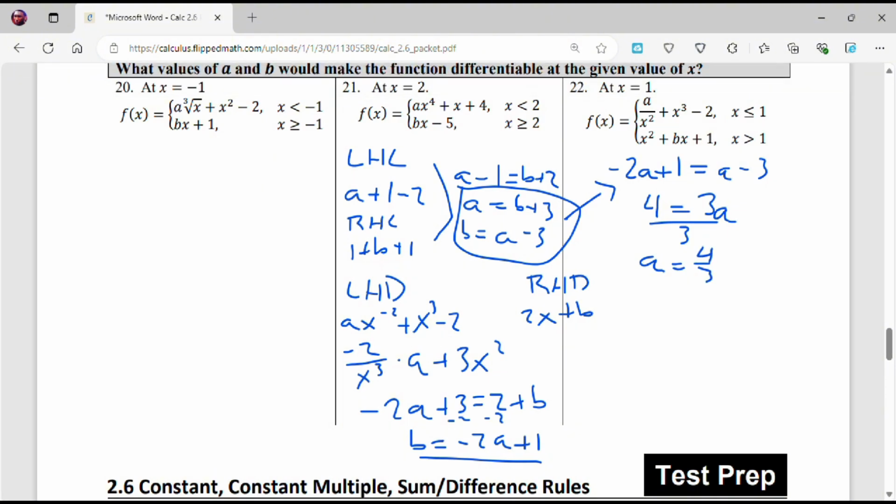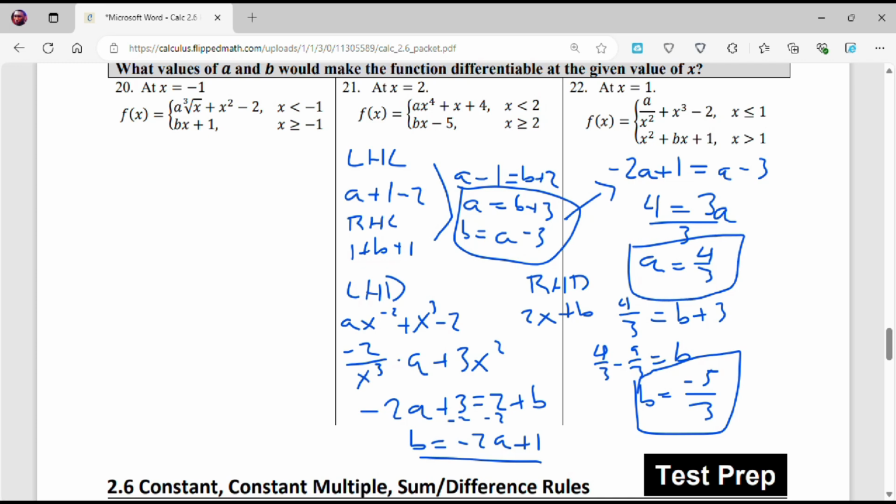And then we know what A is now, so we can plug in 4 over 3 for A. A is equal to B plus 3. Actually, no, just bring the 3 to the left side. So 4 over 3, 3 written as a fraction is 9 over 3, equals B. So B equals 4 minus 9 over 3. So negative 5 over 3. So there you go. That's how you solve those questions.